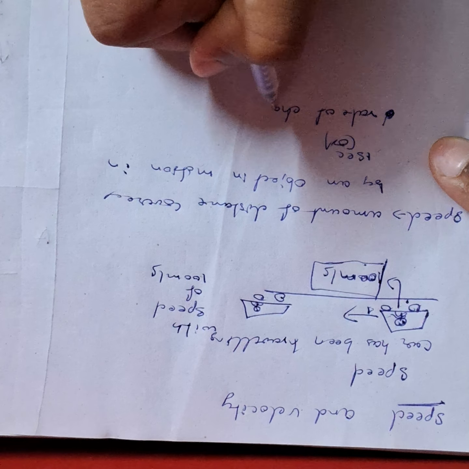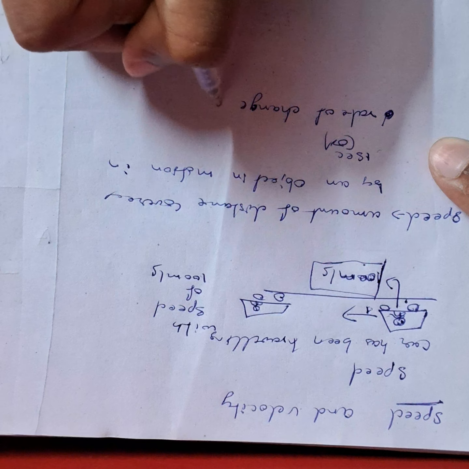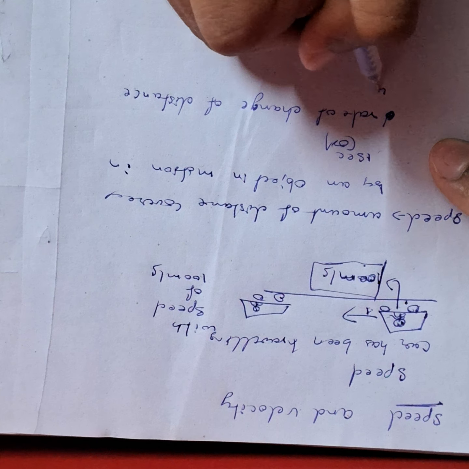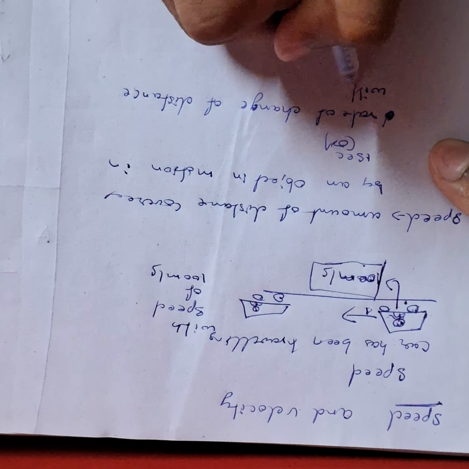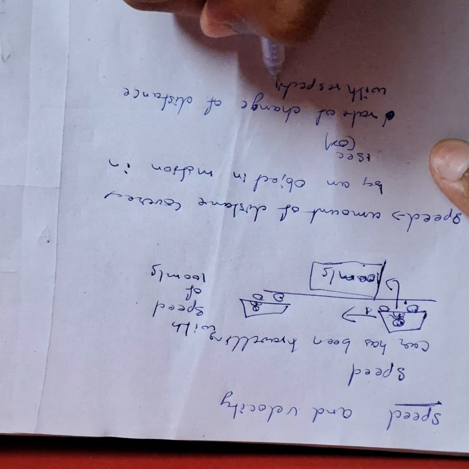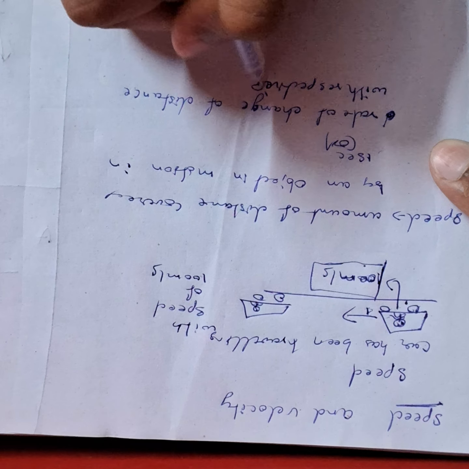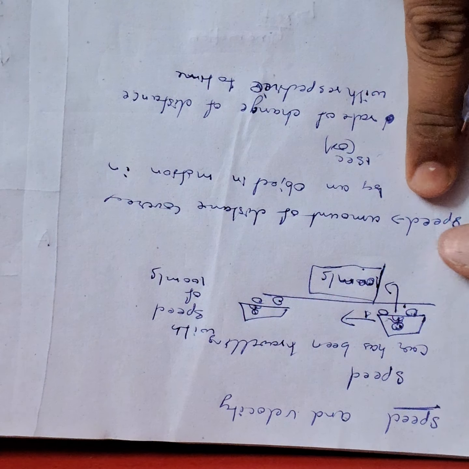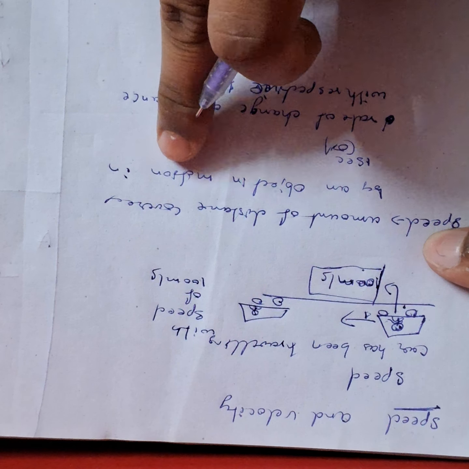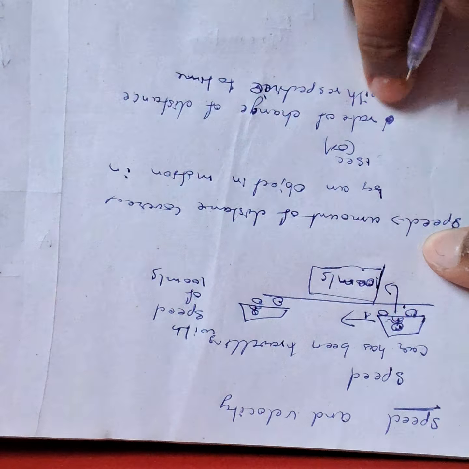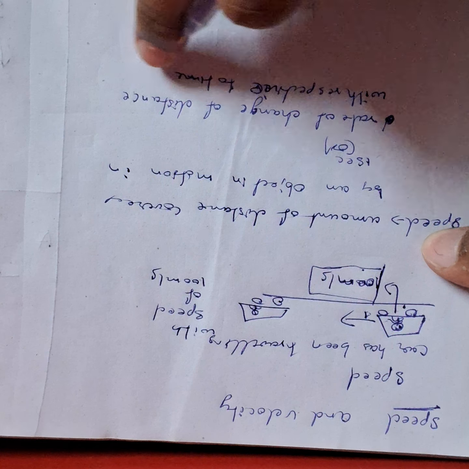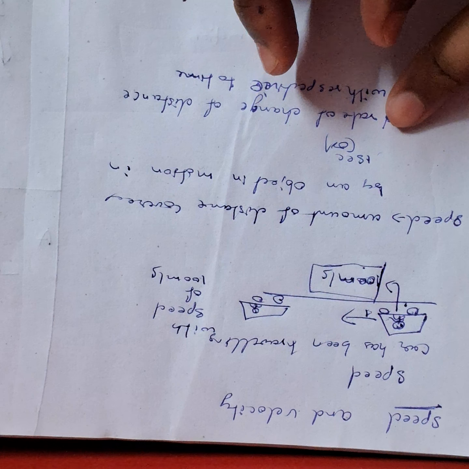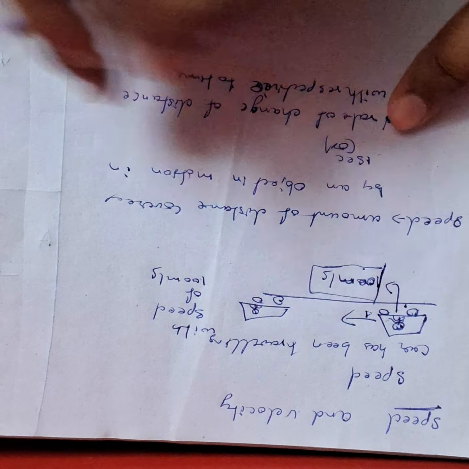rate of change of distance with respect to time. Okay, what speed is: the amount of distance covered by an object in motion in 1 second, or the rate of change of distance with respect to time. What does it mean, rate of change of distance with respect to time? How the distance is changing with respect to time.